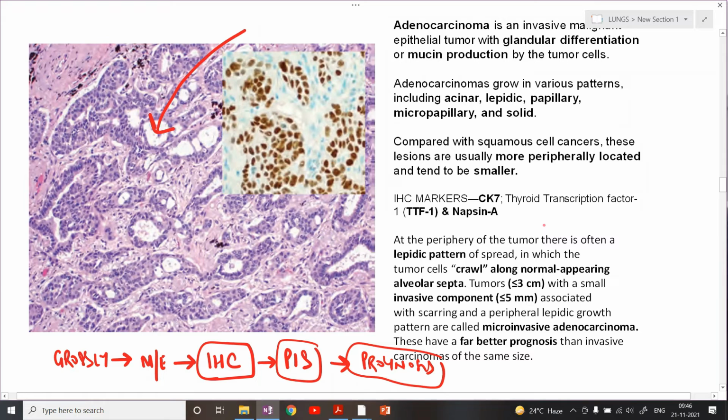Lepidic. See, lepidic is growing along the alveolar septa. Okay. Yes, very good. This is the acinar pattern. As you can see, they are going in the form of acinus or glands.